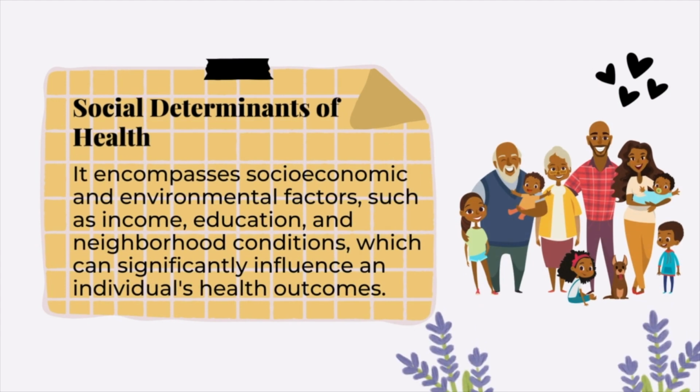Now, I keep using that phrase, so let me actually define it. Social determinants of health encompass socioeconomic status and environmental factors such as income, education, and neighborhood conditions, which can significantly influence an individual's health outcomes. In other words, a person's socioeconomic status can impact their access to healthcare, which plays a critical role in shaping their health outcomes.